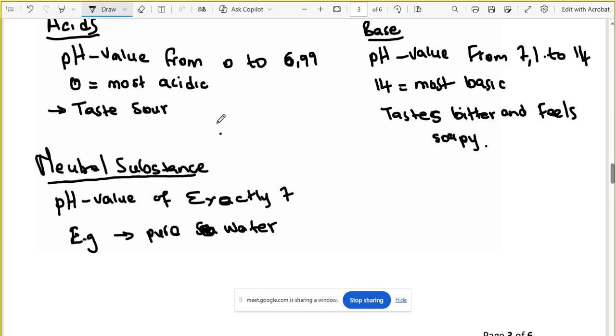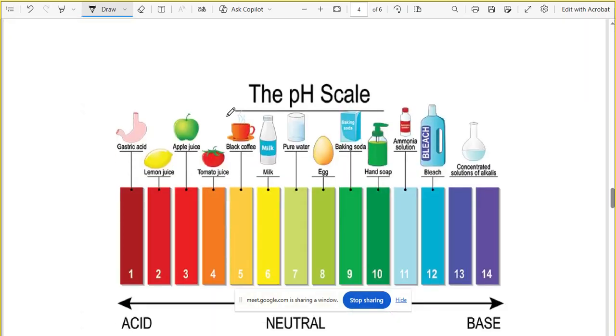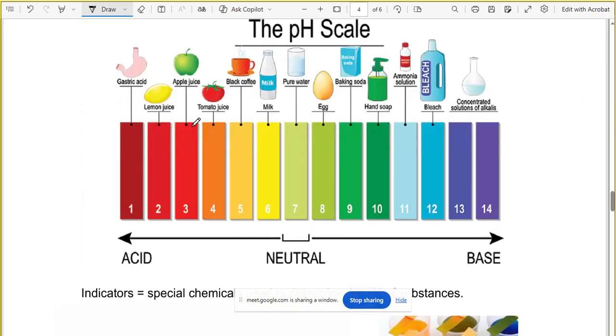I'm just going to quickly look at the pH scale. This is how it looks. If you look at the acid inside your stomach, can you see that it's on 1? Yes, that one is the most dangerous. A lemon juice is at 2, apple at 3. You see, the more we go up, the less acidic they are, but the ones approaching 0 are the most acidic.